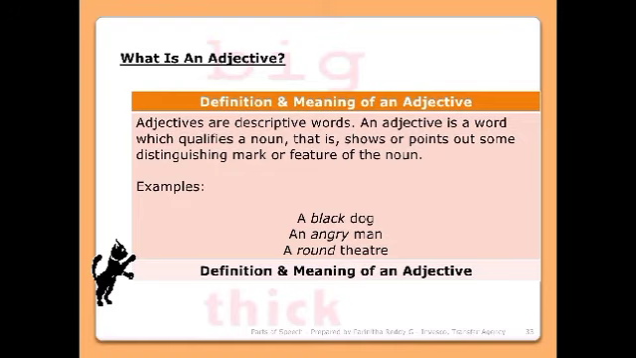Adjectives are describing words. An adjective is a word which qualifies a noun, that is, shows or points out some distinguishing mark or feature of the noun. For example, a black dog. Being black is its quality. An angry man. Being angry is a state. In a round theater, round is a situation.